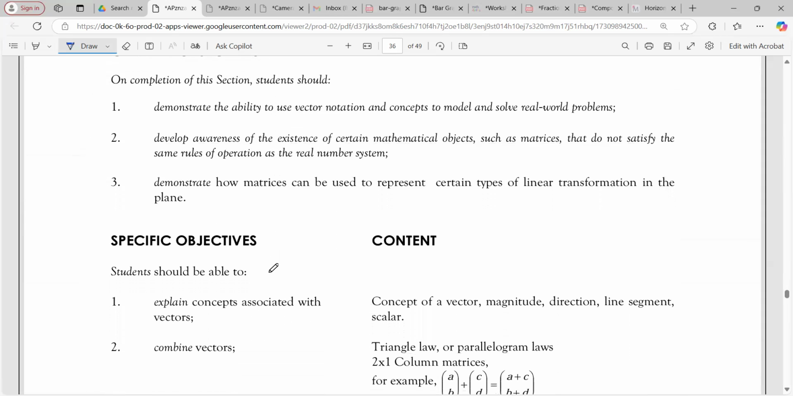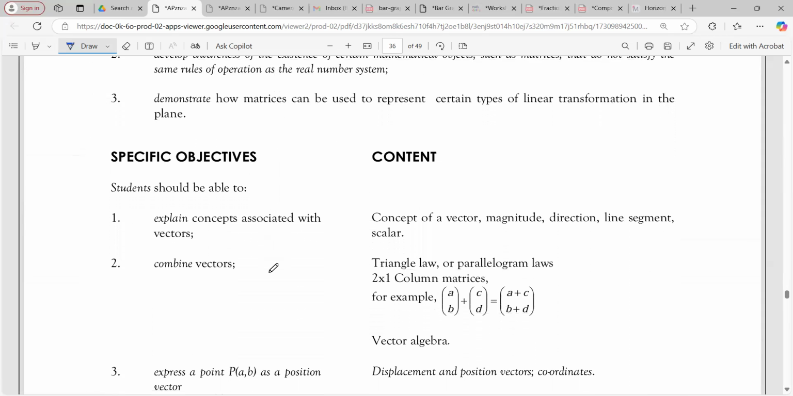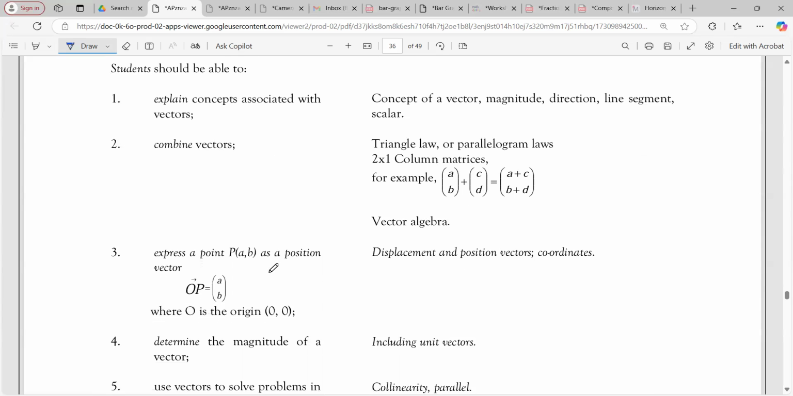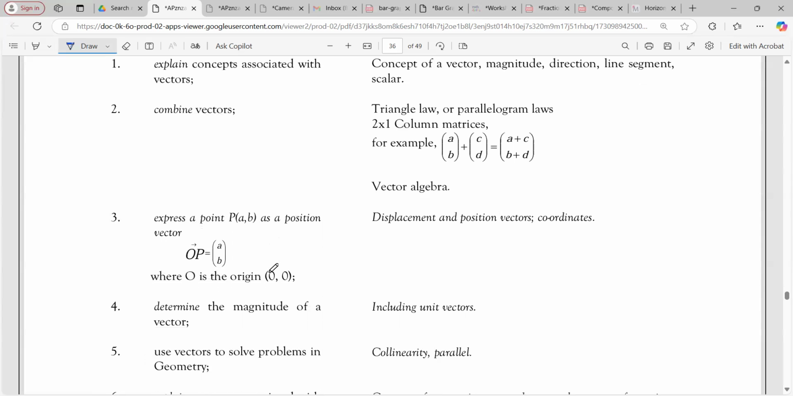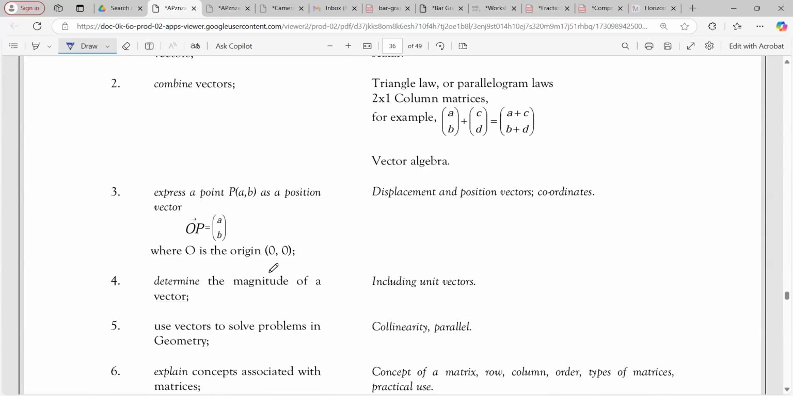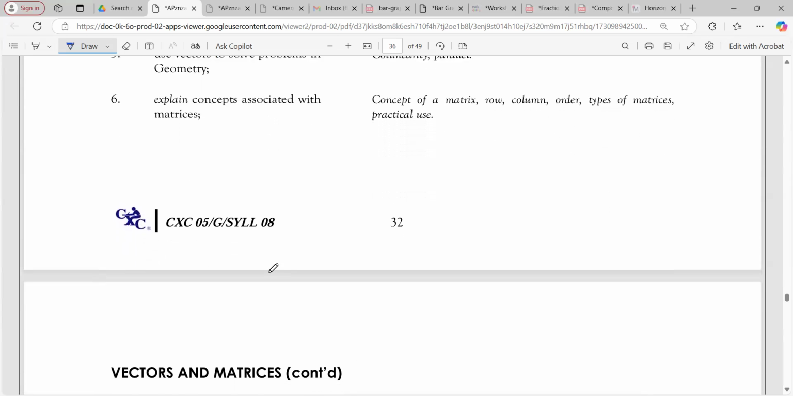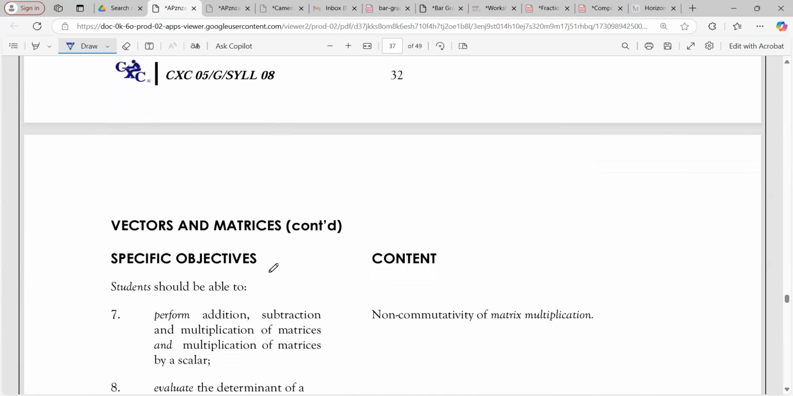So you must be able to explain concepts associated with vectors. Concept of vector, magnitude, direction, line segment, scalar. You must be able to combine vectors, triangular law, parallelogram law, and know the types of vectors. Displacement, position, and vector coordinates, all of that, right? And integrate that with geometry as well.